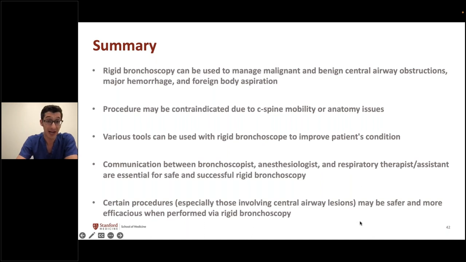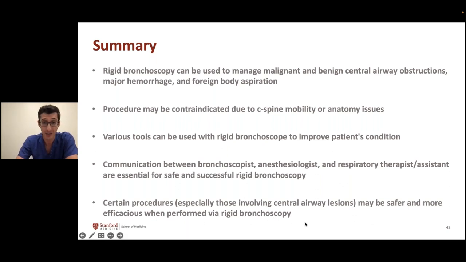To summarize, rigid bronchoscopy can be used to manage a variety of different malignant and benign central airway lesions, including obstructive lesions, major hemorrhage in certain indications, and even foreign body removal. And as Dr. Chang said, rigid bronchoscopy was really born out of the need for foreign body removal, starting with a pork bone now over 100 years ago. And you know, we've been moving away from it for foreign body extraction, but it's still used for this indication.